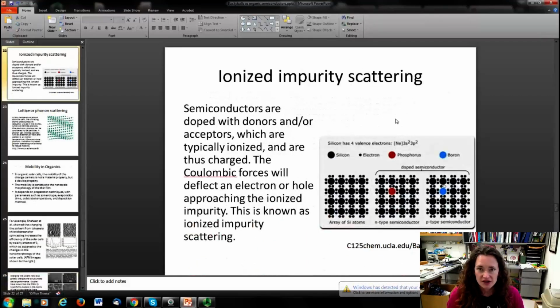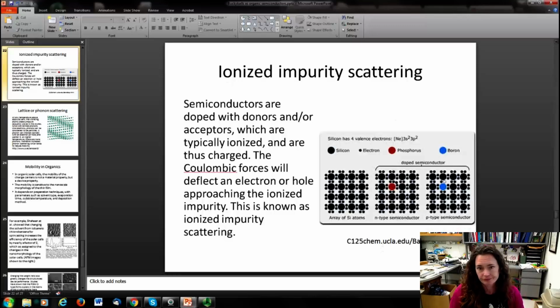So let me define ionized impurity scattering. Semiconductors are doped, remember, with donors or acceptors, and those are typically ionized and they're charged. And then there's Coulomb forces that will deflect an electron or hole when it approaches that ionized impurity, and that's ionized impurity scattering. So basically it's scattering off the dopants.